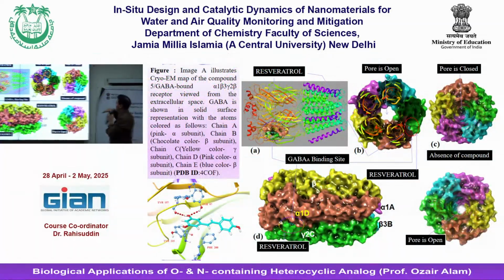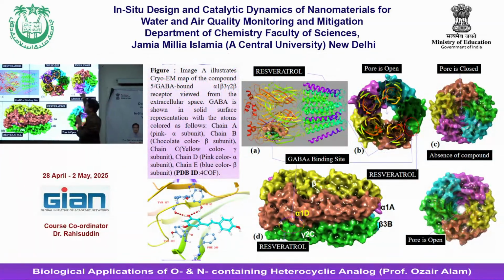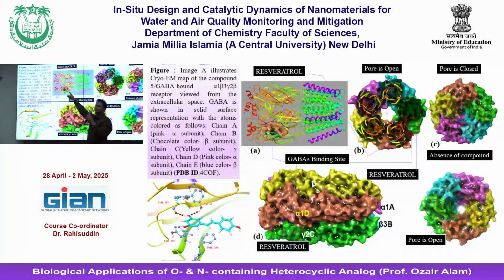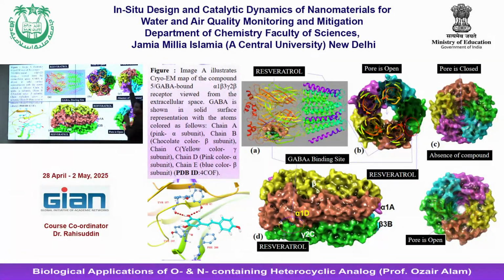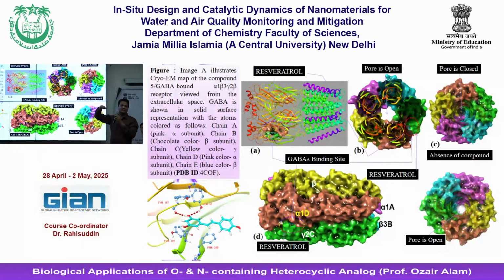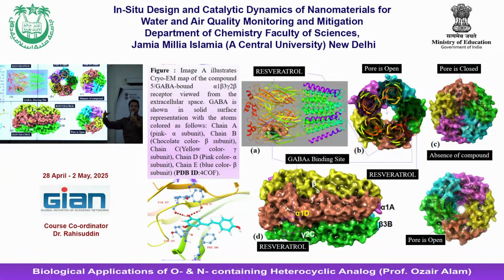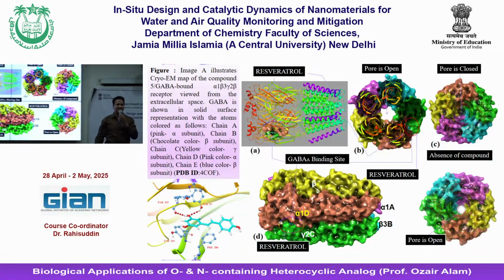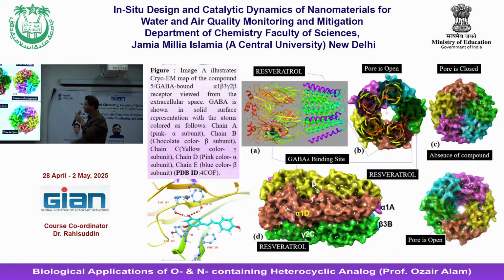which helps in epilepsy. But what happens when your compound is absent from that binding site? You can see the pore is closed. Does it allow chloride to pass? No. So there is no hyperpolarization, no decrease in neuronal firing, and no anti-epileptic activity can be achieved. This is the way by which we are going to target the GABA A binding site with our resveratrol.